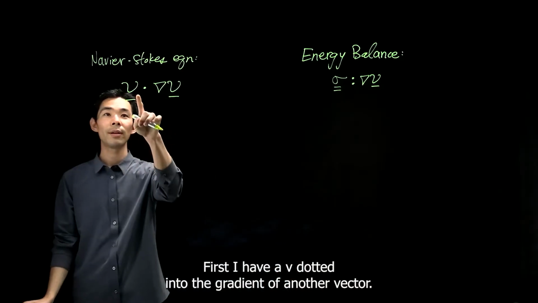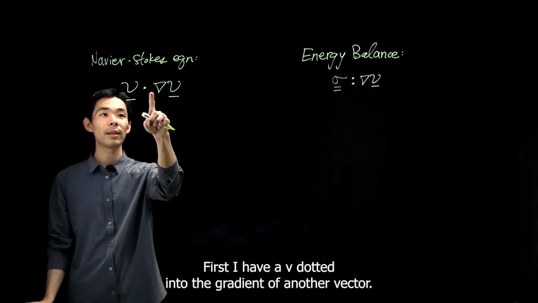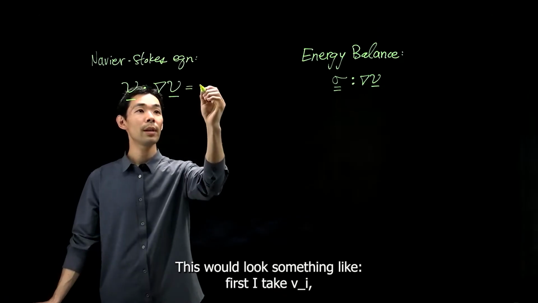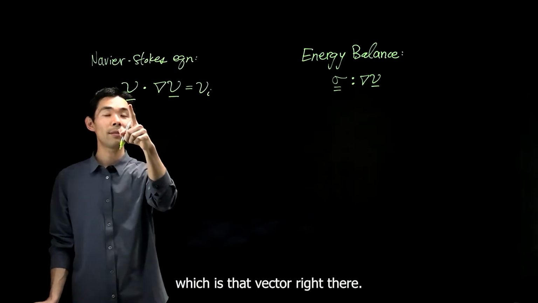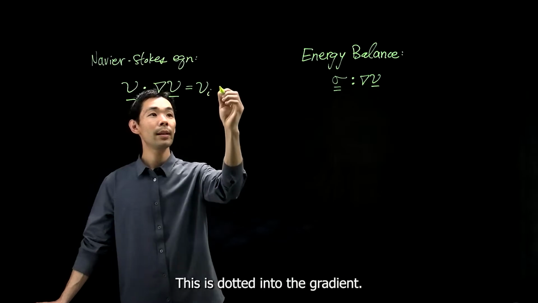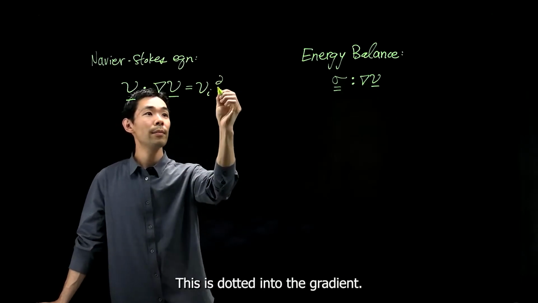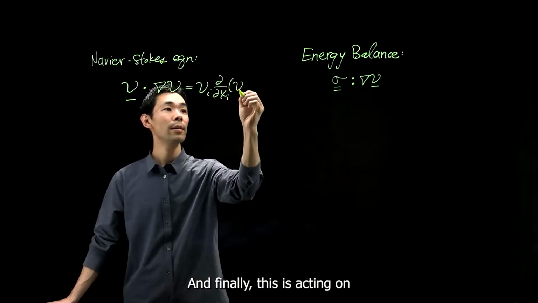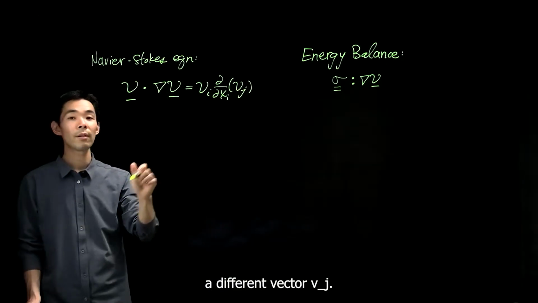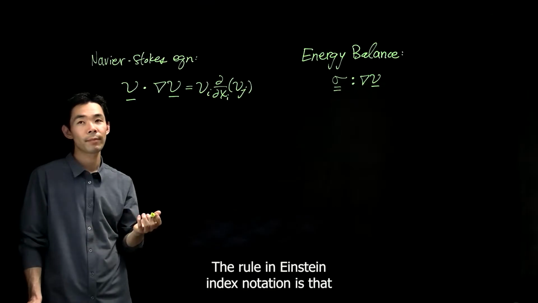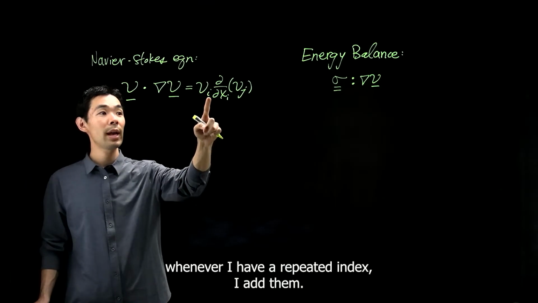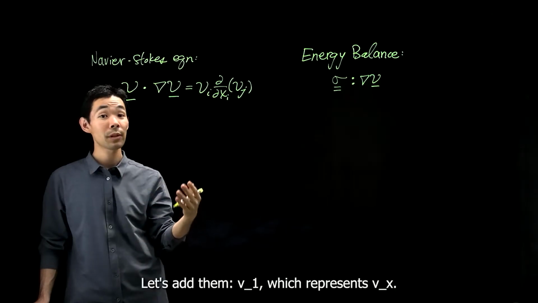So first, I have a v dotted into the gradient of another vector. So this would look something like, first, I take v sub i, which is that vector right there, and this is dotted into the gradient. And finally, this is acting on a different vector, v sub j. Okay? So now, the rule in Einstein index notation is that whenever I have a repeated index, I add them. So let's add them.